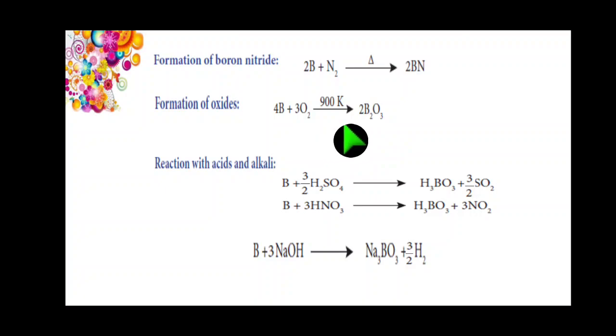Next, the formation of oxides. Left side oxygen 2, right side 3. So first to balance oxygen, here B2O3 with 2 and O2 with 3 means 6 oxygen on the left and right side. So 3 into 2, 2 into 3, 6 oxygen. So boron we see 2 into 2, 4, so 4B.